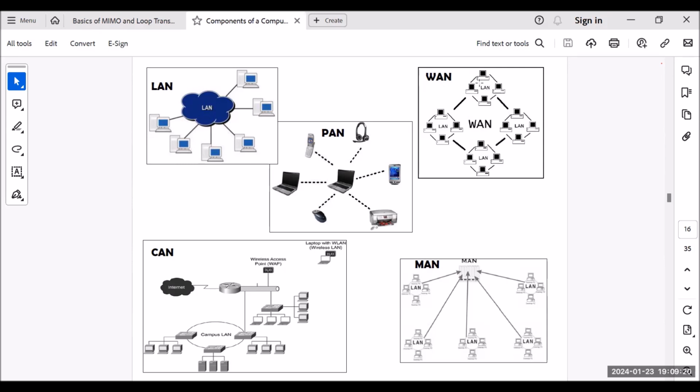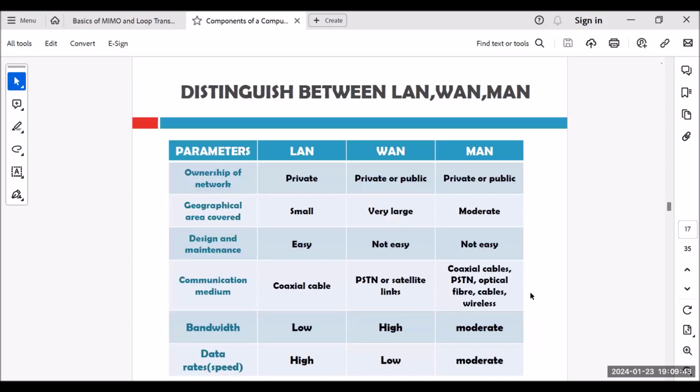So WAN is a number of LAN networks connected to other LAN networks, so that it is covering a much wider geographical area. But in case of MAN, all of those LAN networks are not directly connected to each other, rather they are connected to a centralized server, that is a MAN network. So all of this is making a MAN network.